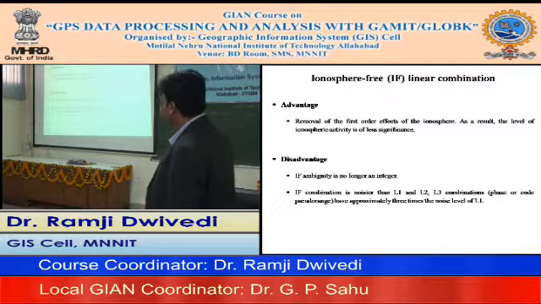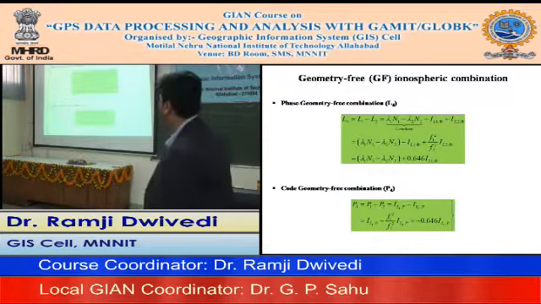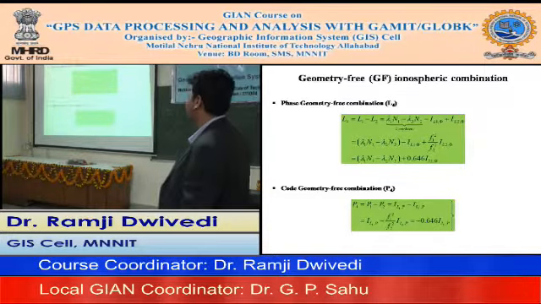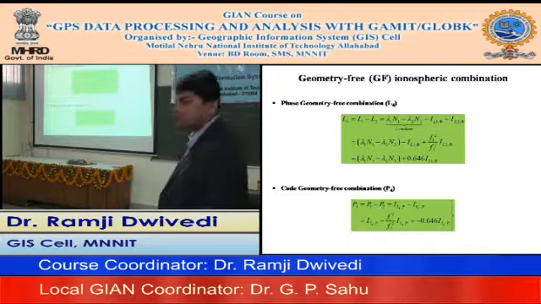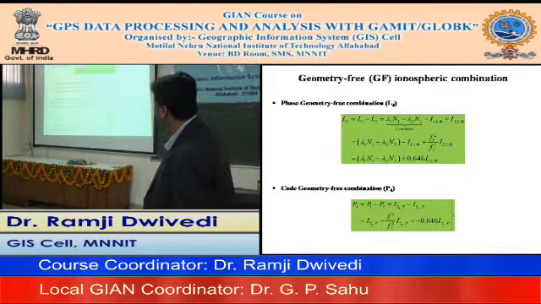So second is the geometry free term. You get rid of the clock and the geometric term, which we call range. So this is nothing but the phase geometry term, which we get by simply differencing L1 minus L2. You will get this term. For the code geometry free combination, you will get P1 minus P2. So obviously here in this case, please remember, we are considering the geometry free ionospheric term.